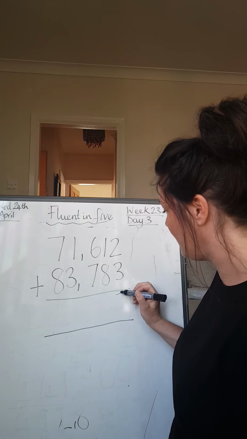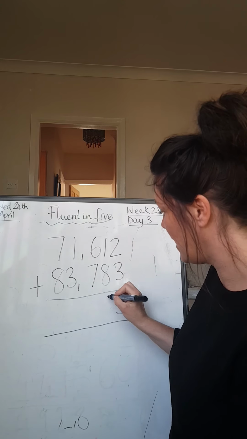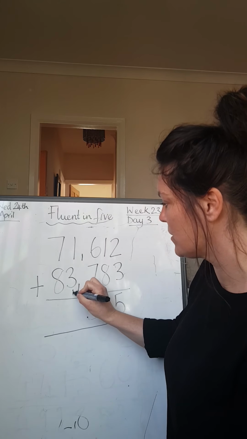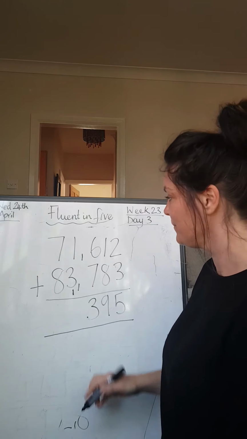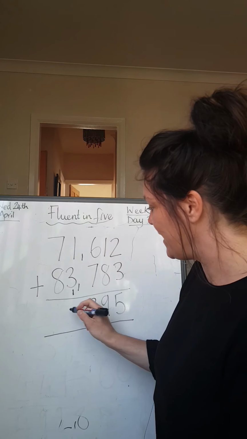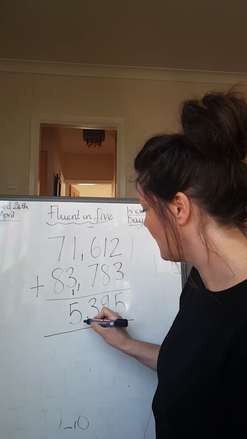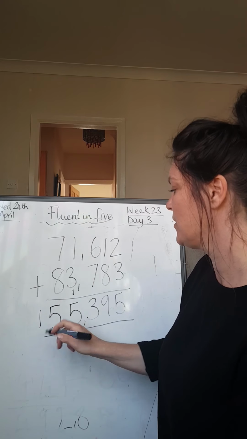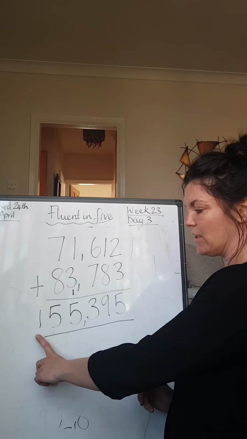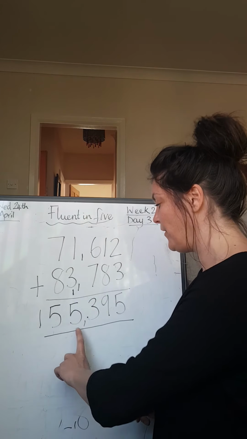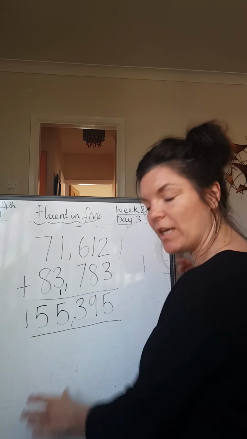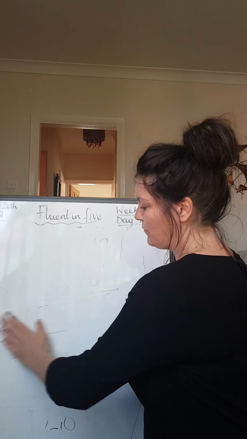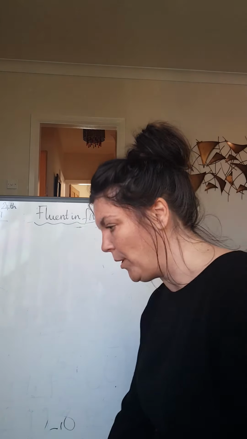3 add 2 is 5. 8 add 1 is 9. 7 add 6 is 13. 3 goes in the box, 1 goes on the doorstep in the next column. 3 add 1 is 4. Add the extra 1 is 5. And 7 add 8 is 15. Starting a new column, a hundreds of thousands column here. So the answer is 155,395. That's question number 1. That was for a point.